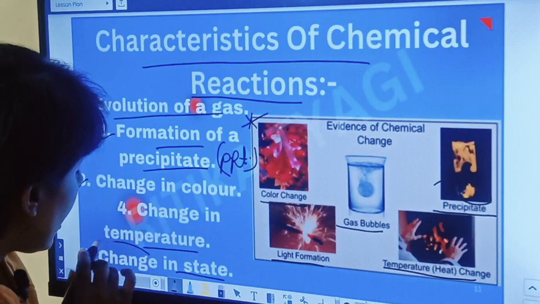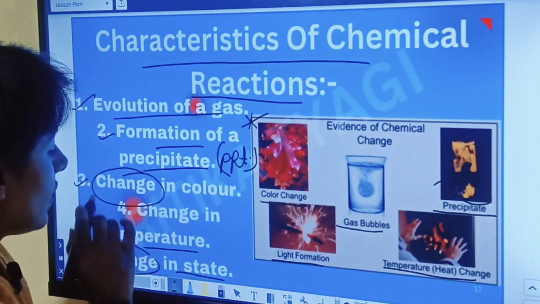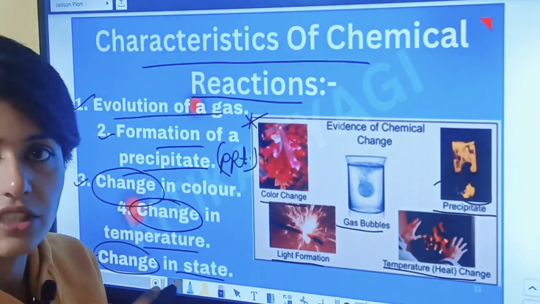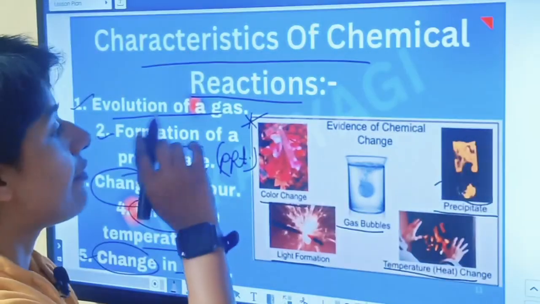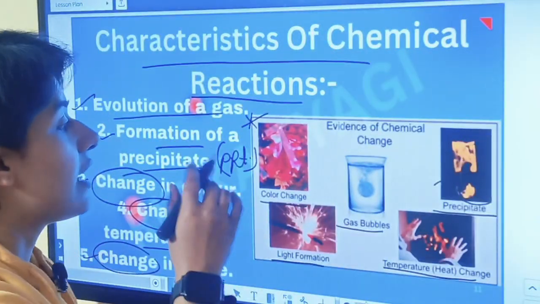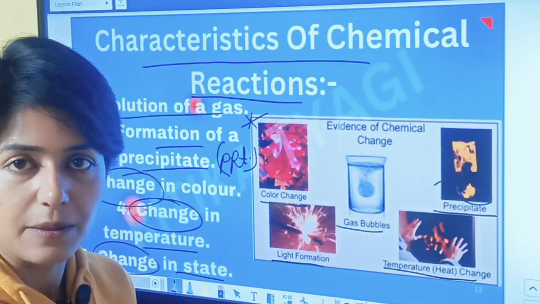That is 3 involve change. 3 indicators involve change: change in color, change in temperature, change in state. And the first one, evolution of gas. Second one, formation of PPT or precipitate.